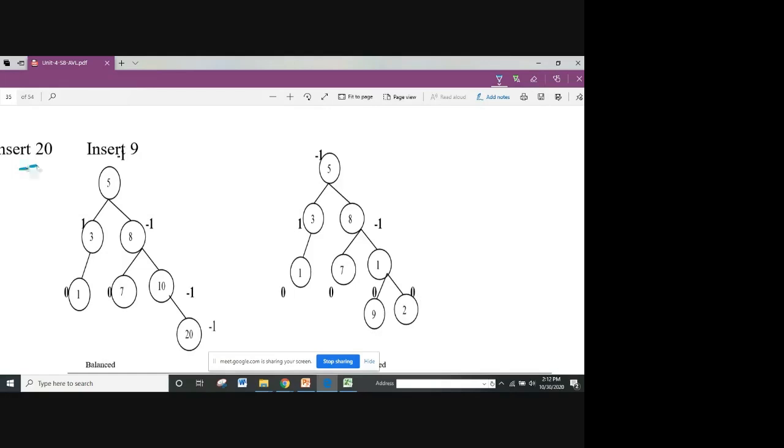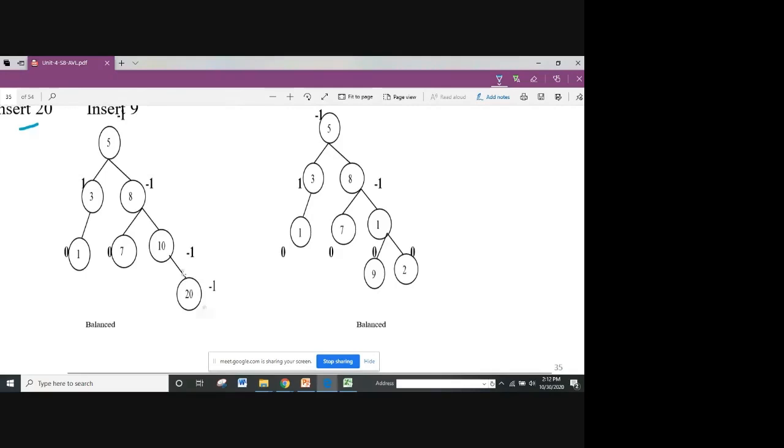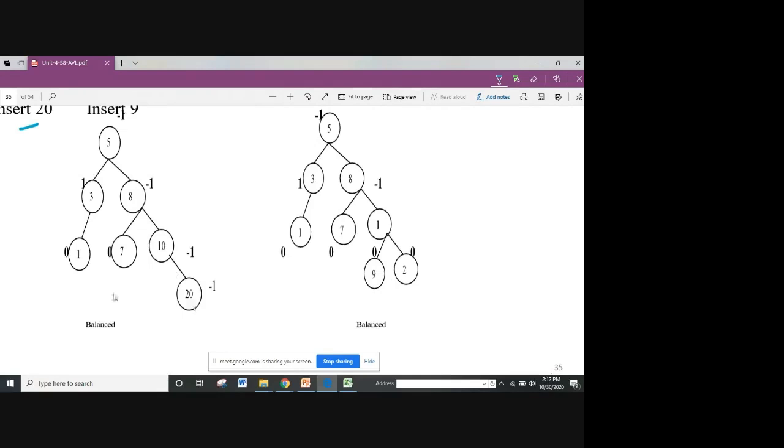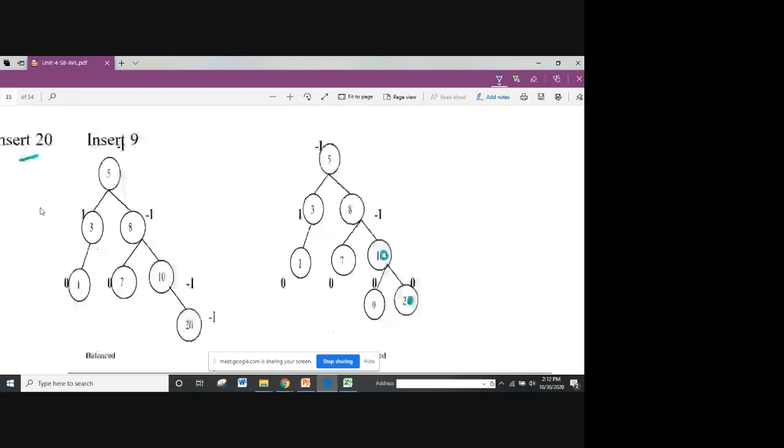Now insert 20. Next is insert 20. Yes, when you insert 20, all are balanced, so I have not done anything. There might be some mistakes, because I just drew it in the Word file, and we took it as an image and uploaded it here. Somewhere I found that here 20 should come, and 10 should come here also. So this is what actually happens. And now when I insert 20, no problem, all are balanced.